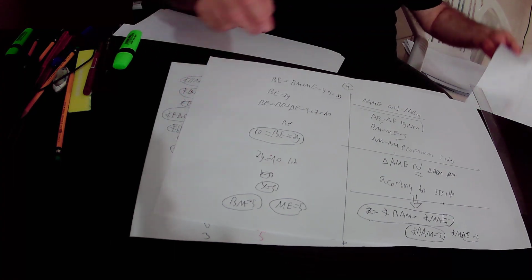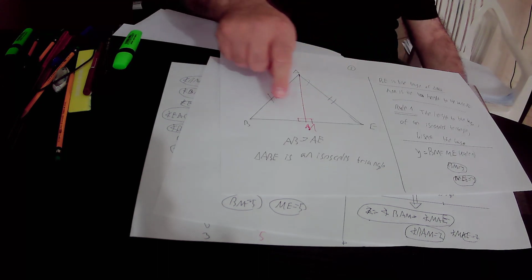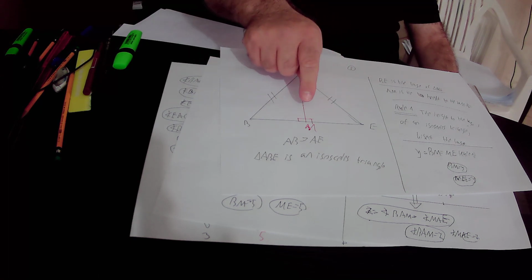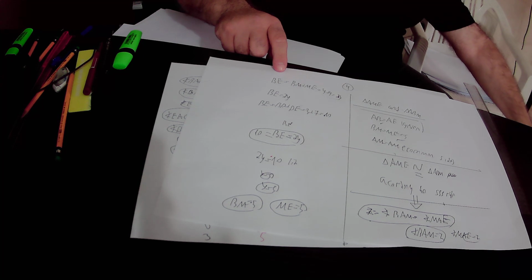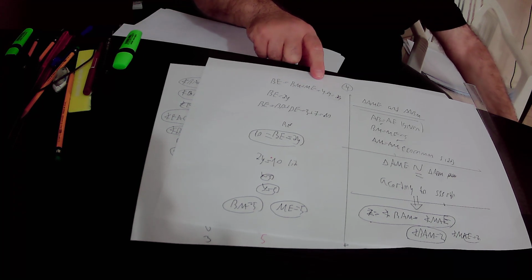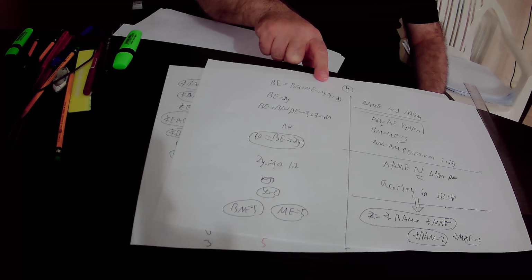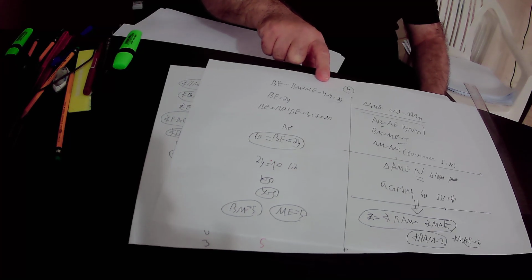So what is the value of BM? What is the value of BE, the value of the base BE? From the drawing you can see that BE equals BM plus ME from one side, but BM equals Y, and ME also equals Y. So in conclusion, BE equals Y plus Y, that is 2Y. So from one side, BE equals 2Y.